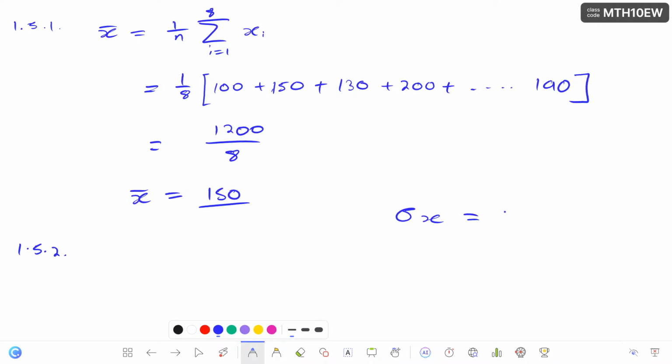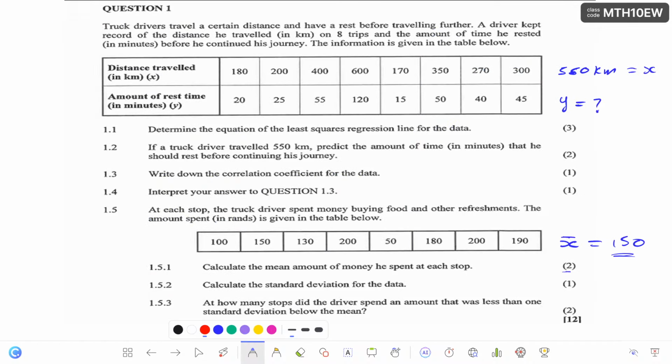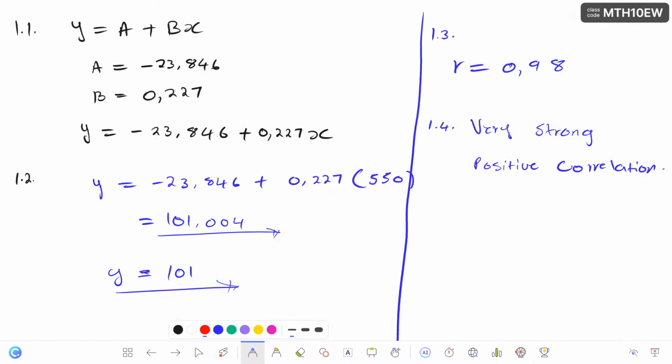So I get my standard deviation as 50.497. If I round this number, it's the same thing as 50.50. So my standard deviation is 50.50 using a calculator. This one, they are going to give you 1 mark because this one is 1 mark. Here they are going to give you 2 marks. So okay, we are done with this one. Let's go to question 2.